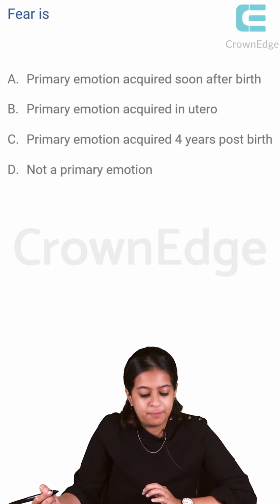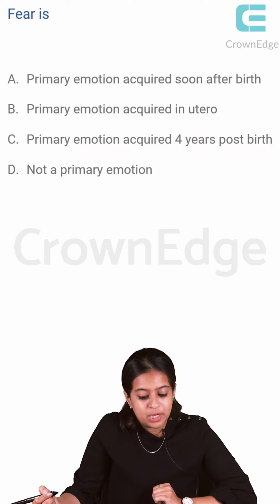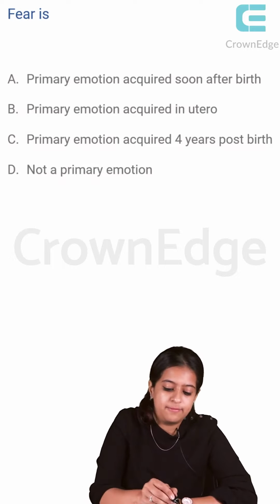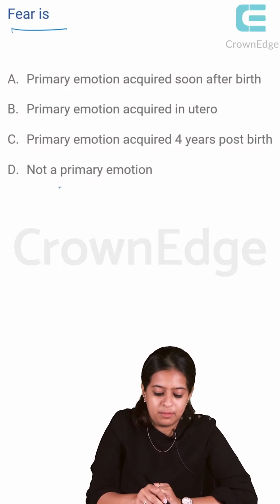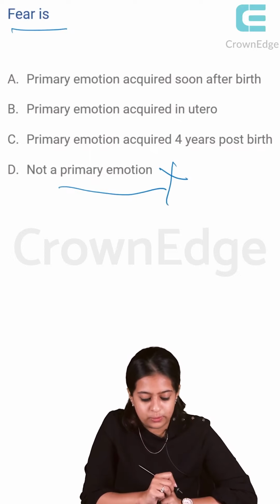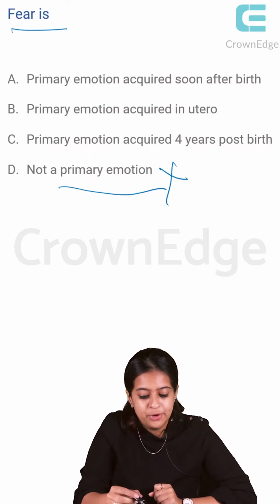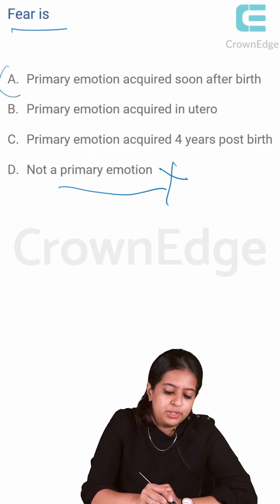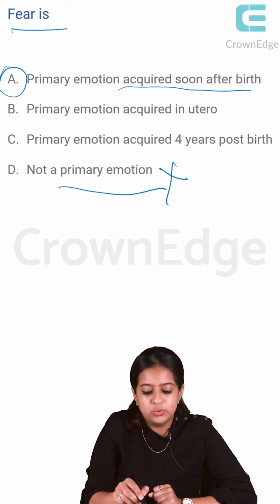Fear is a primary emotion acquired soon after birth. Option B, primary emotion acquired in utero. Option C, primary emotion acquired 4 years post-birth. Option D, it's not a primary emotion at all. So what can it be? Fear is obviously a primary emotion, so option D is ruled out. So let us look into our other options. Option A, is it acquired soon after birth, or in utero, or 4 years after birth? Fear is a primary emotion that is acquired soon after birth.